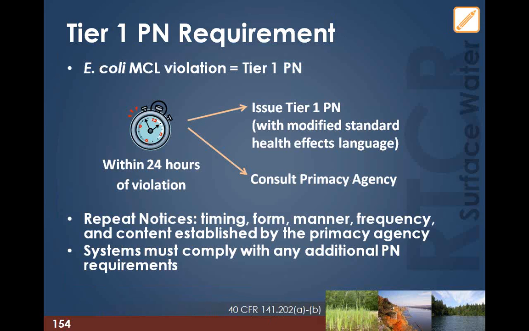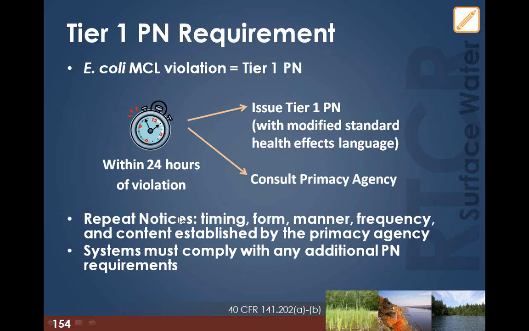So for the Tier 1 public notification requirements, nothing has changed here. It is within 24 hours of knowing of the violation, the system has to issue Tier 1 public notification, and there's new language in terms of health effects language that's available and required under the revised Total Coliform Rule. And they also have to inform the primacy agency.